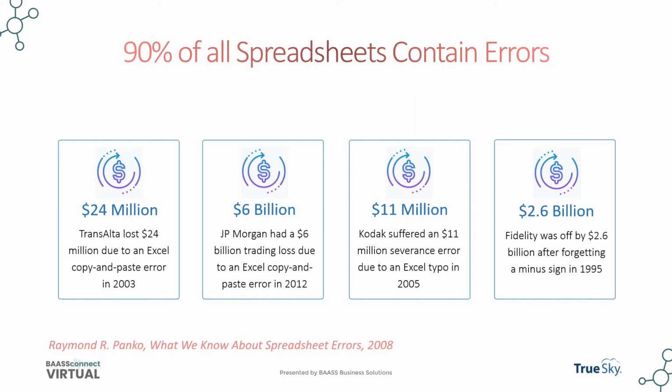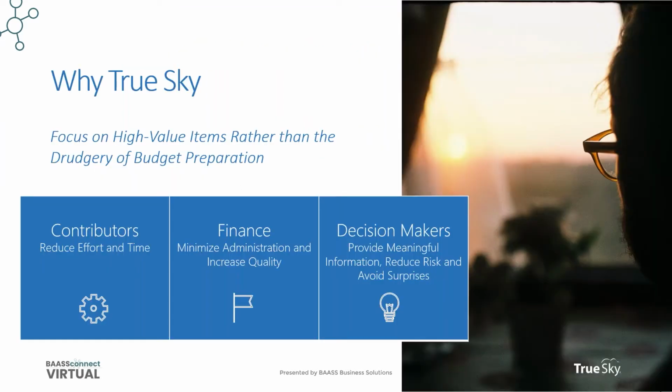Well, the solution when you're doing budgeting and forecasting is to look at an application like TrueSky. And why TrueSky? Well, we're going to allow you to focus on the high value items that go along with doing budgeting and forecasting, rather than all that drudgery that pretty much sucks the life out of you when you're doing budgeting and forecasting. And we really help three main groups within your organization.